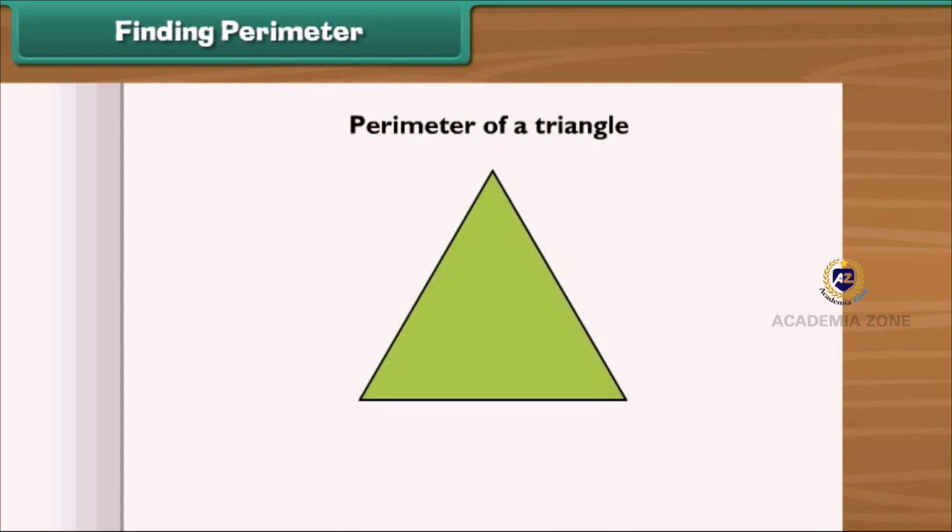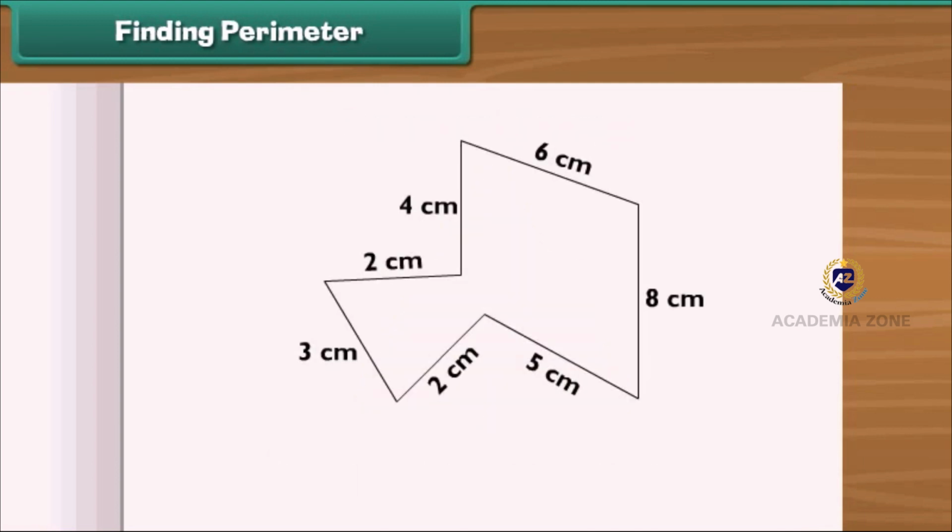Perimeter of a triangle. Triangle, as you are aware, is a three-sided figure. If A, B and C are the three sides of a triangle, then its perimeter is equal to A plus B plus C. Let's learn to calculate the perimeter of the given figure.